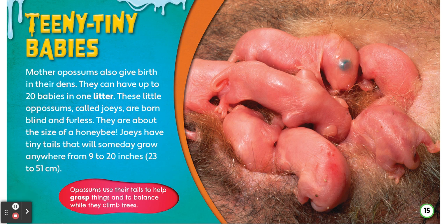Teeny tiny babies. Mother possums also give birth in their dens. They can have up to 20 babies in one litter. These little possums, called joeys, are born blind and furless. They're about the size of a honeybee. Joeys have tiny tails that will someday grow anywhere from 9 to 20 inches. Possums use their tails to help grasp things and to balance while they climb trees.